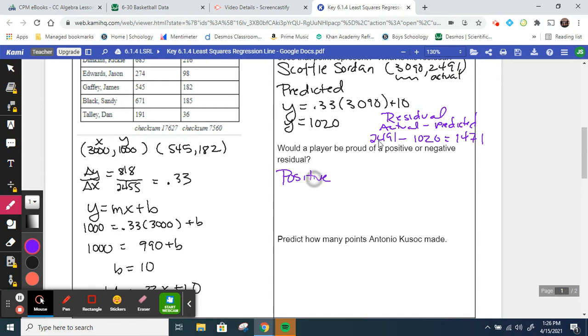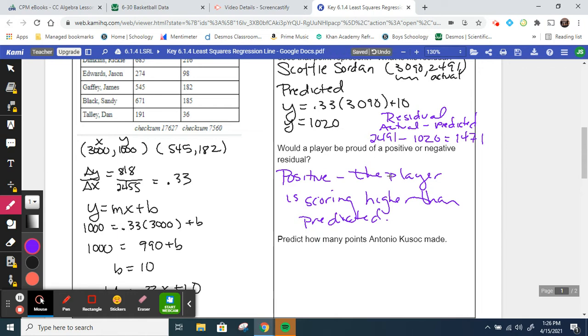So in this case, a positive residual means the player is scoring higher than predicted. That's a good thing, right? For the team, that's a good thing. So depending on the situation, sometimes a higher residual is better, sometimes lower.